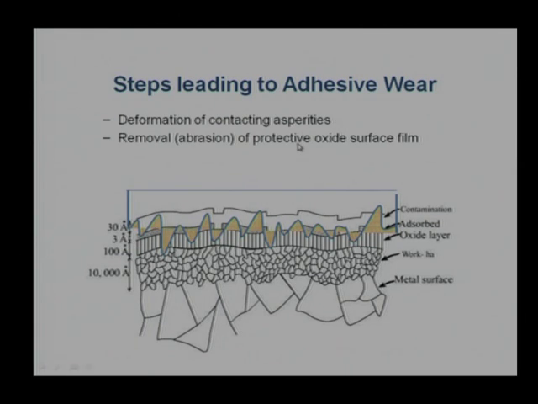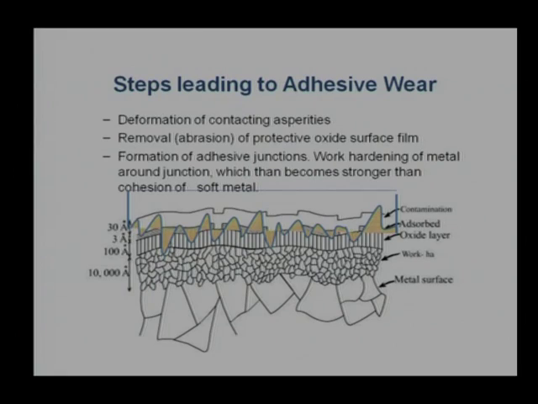So, if there is a removal of the oxide layer, then only the nascent or virgin surface will be there. Pure metal will be there, and we know very well pure metal will cause more adhesion compared to the oxide, which will create more problems. So, the formation will start once we remove the oxide layer. If there is a fracture and removal of the oxide layer, there is a possibility of adhesive junctions, which we have also studied in the friction chapter.